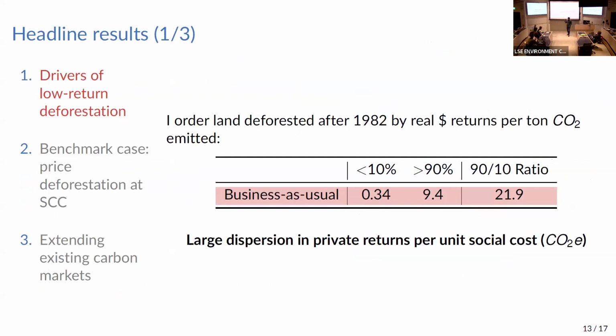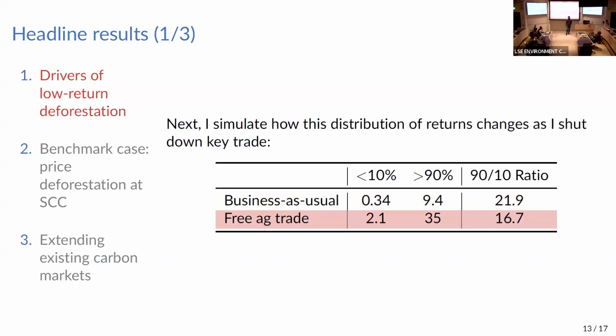what I see is that when I order land by this measure of returns in dollars per unit emission, the bottom 10% of land is getting 22 times less per unit emissions than the top 10% of land. So there's this very large dispersion in the private returns to deforestation in the status quo.